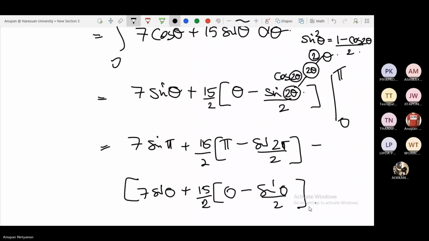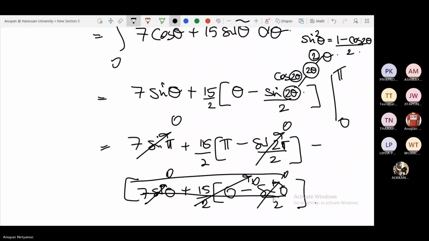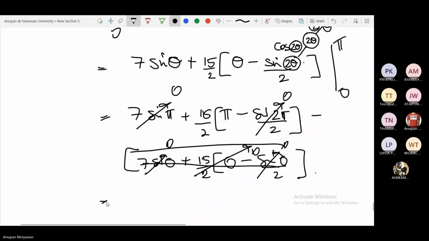Okay. You can see that sine of pi is 0. Again, sine 2 pi, which is actually the same as sine 0, is 0. 0 minus 0, so the whole thing is 0. So no more, you are left with this term. So you have 15 over 2 pi as your answer. Okay.